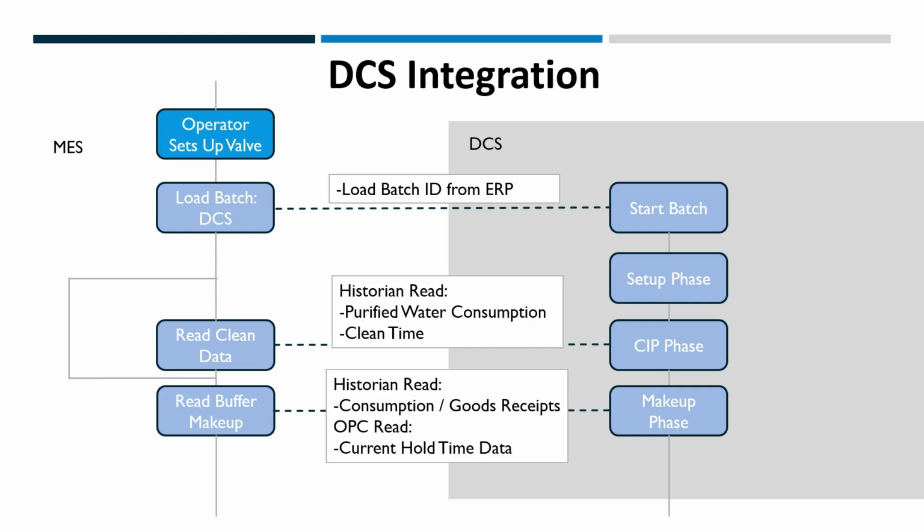Continuing with our example, once the operator has set up the valve, then we can load the batch ID from the ERP. We load the batch. The MES will read your clean data. From the historian, they'll pull the purified water consumption and clean time, and then the MES will read your buffer makeup. From the historian, this may involve reading the consumption and goods receipts, and from the OPC, your current hold time data.